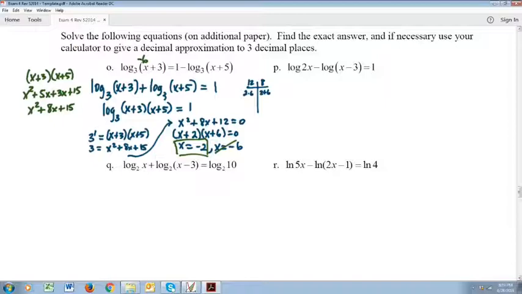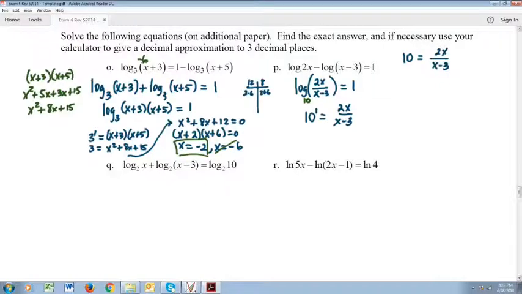Let's look at P. So P, we're going to need to use the quotient rule because we have a subtraction of 2 logs. And again, I need to just get a single log on the left here. So using the quotient rule, I get the log of 2x over x minus 3. Now again, notice our base is 10. So let's change this to exponential form. 10 to the first power equals 2x over x minus 3.